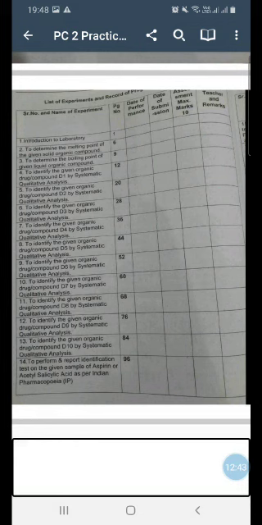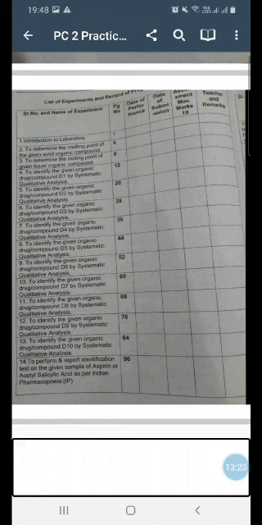Now the last 2 experiments are based on preparation of a report. What you have to do is prepare a report of that experiment on computer and submit a hard copy to us. Now the objective behind this is that you must learn basic computer use and how to prepare a report systematically.